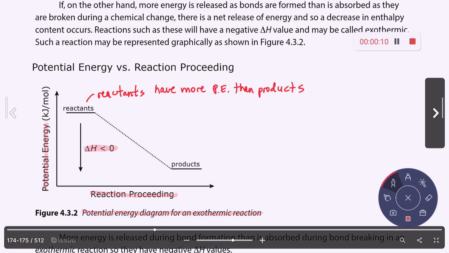A couple of other things that you should note here is if more energy is released as bonds are formed than is absorbed as they are broken, then that means this will be a negative delta H, and it's an exothermic reaction.